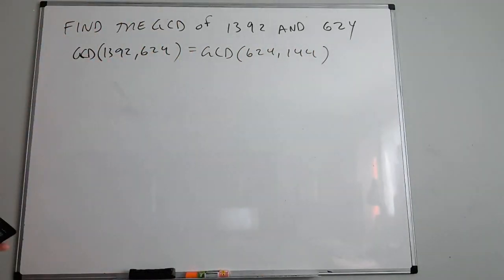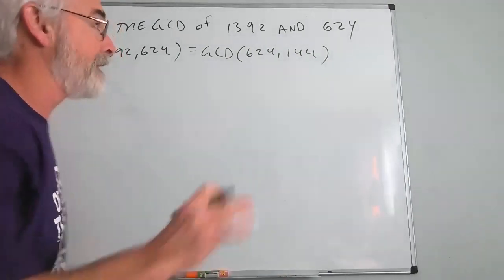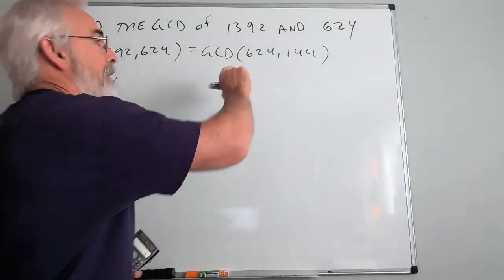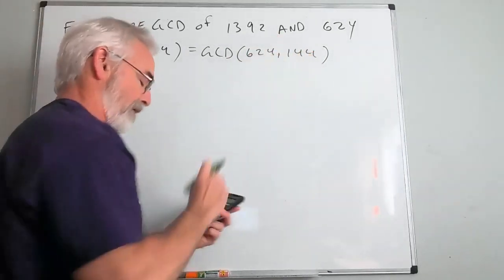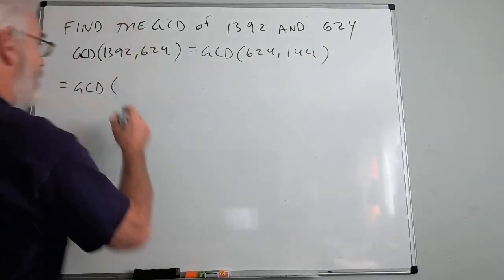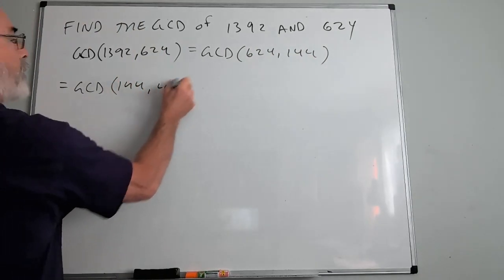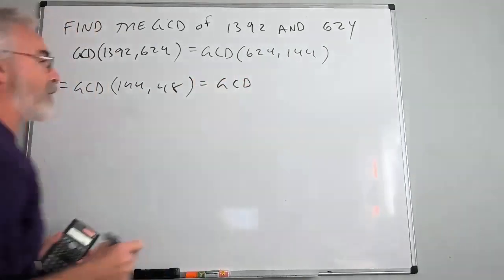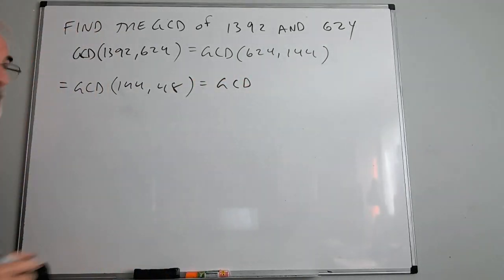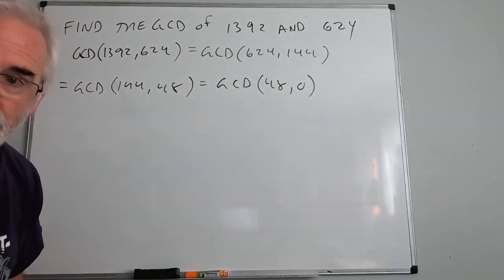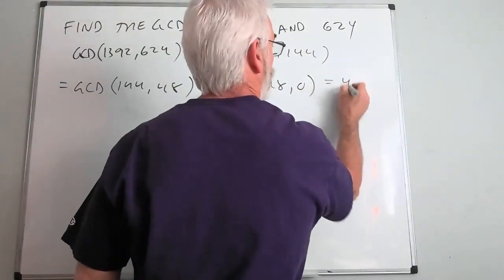Okay, now 144 goes into that. I'll use my calculator. I don't need to do that in my head, even if I can. That's going to go in four whole times. So my mod would be 624 minus four of these, which would be 48. Now, I like the next step because 48 goes into 144 exactly three times with zero remainder. And at this point, I can now answer the question, and it is 48.